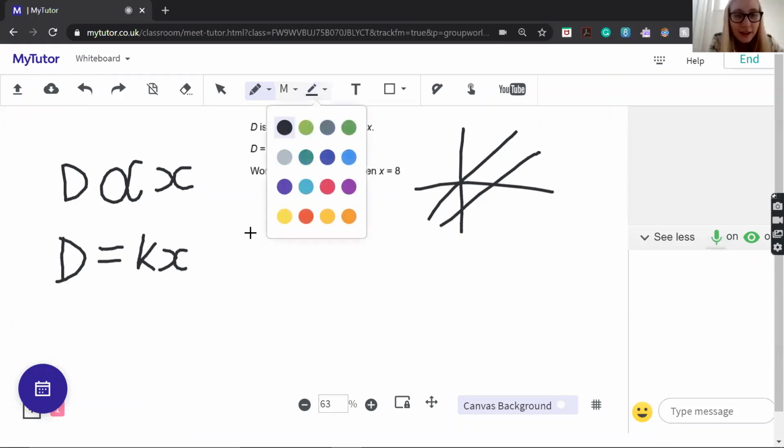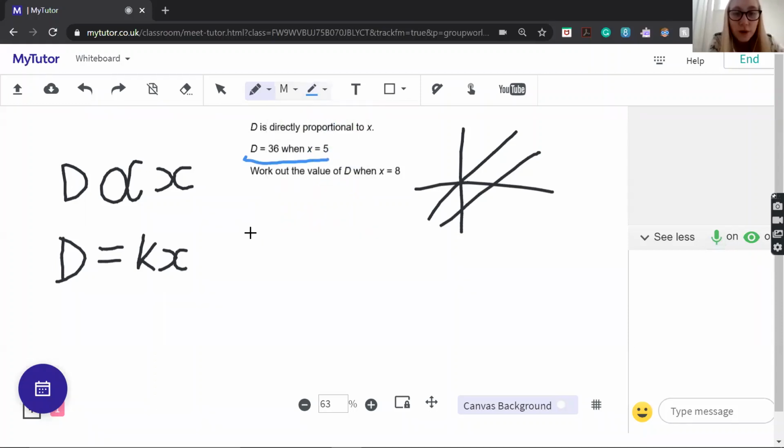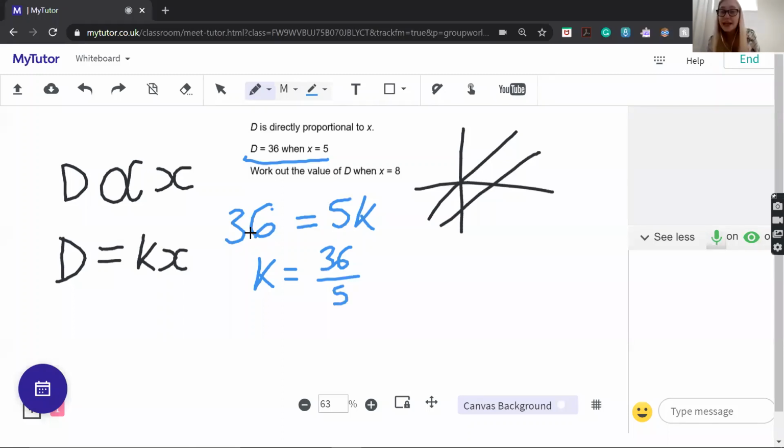And then if we remember that this sentence, we just use all that sentence is there for to help us work out what K is. So we're going to do 36 equals 5K, just putting in X is 5. So then K is going to be 36 over 5. Now I'm actually just going to leave it as 36 over 5.